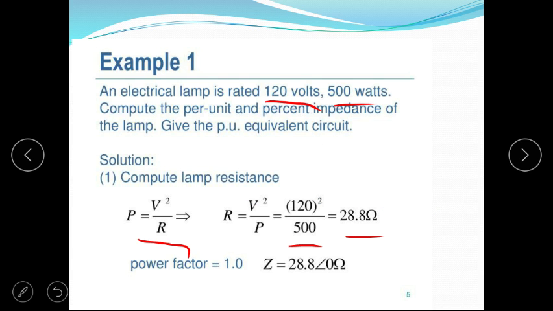In the simple example, there is a lamp of 120 volt, 500 watt. We have to calculate Z per unit. To calculate the value of Z per unit, first of all we have to find the actual value of R and the base value of R. The actual value of R is equal to V squared upon P, that is 120 squared upon 500. So its value is 28.8 ohm.